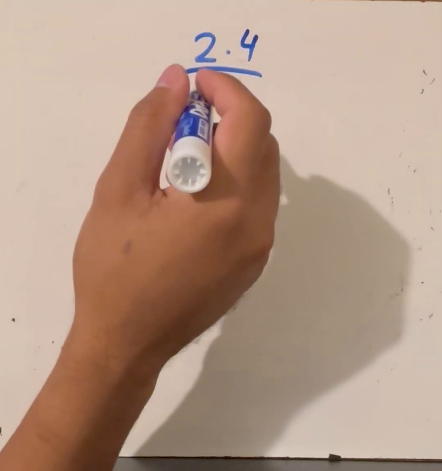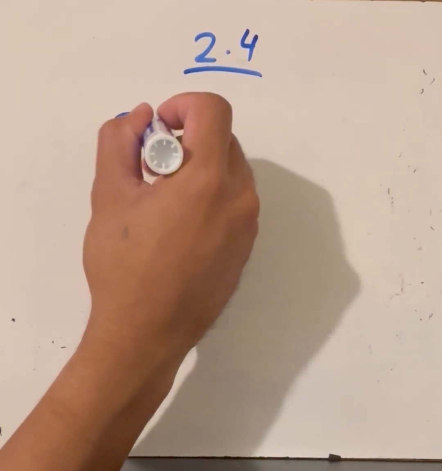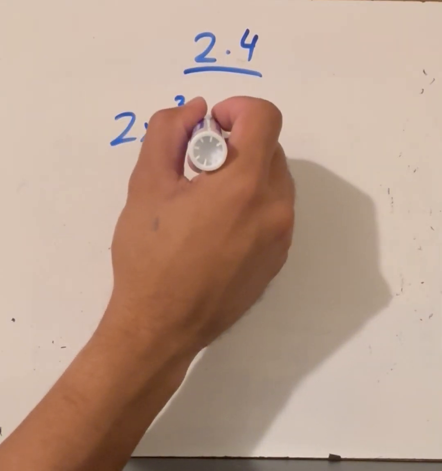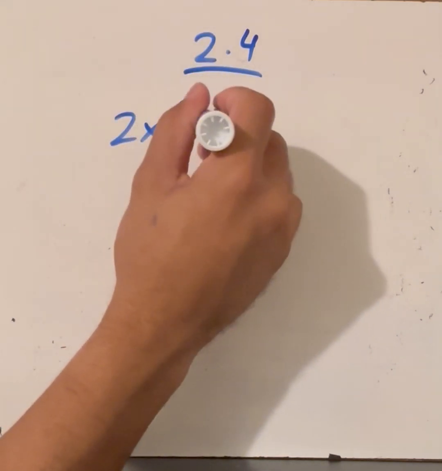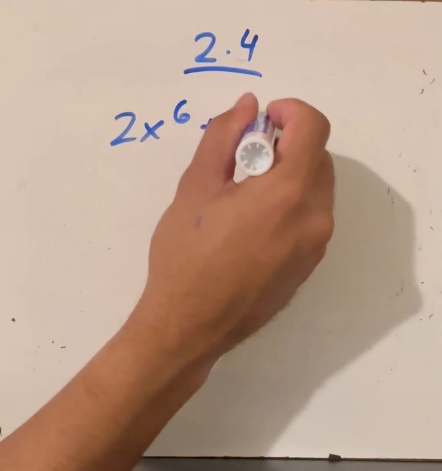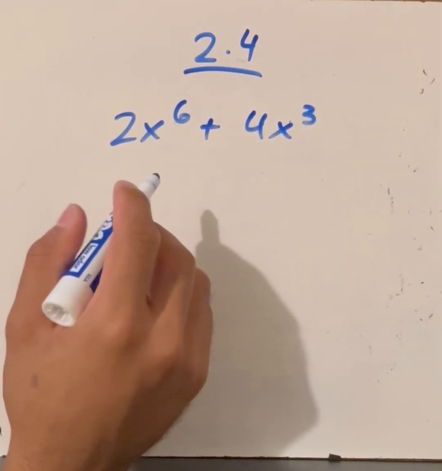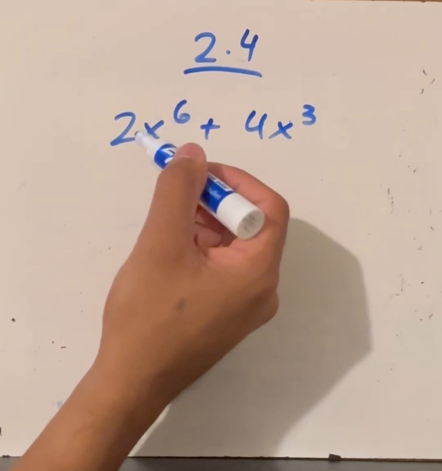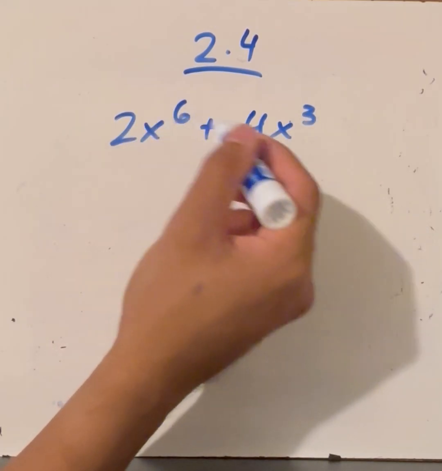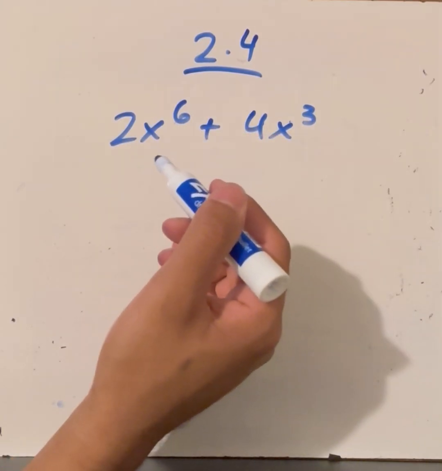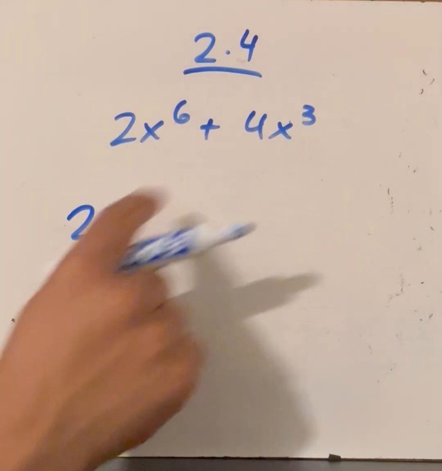Okay, so if the question said factor something like this, and I'll make this in standard form already. So 2x to the 6th plus 4x to the third. Okay, what you would want to do to factor this is say, what's the highest number that 2 and 4 have in common? The highest number that 2 and 4 have in common is 2, right? Because 2 can go into 2 and 2 can go into 4.